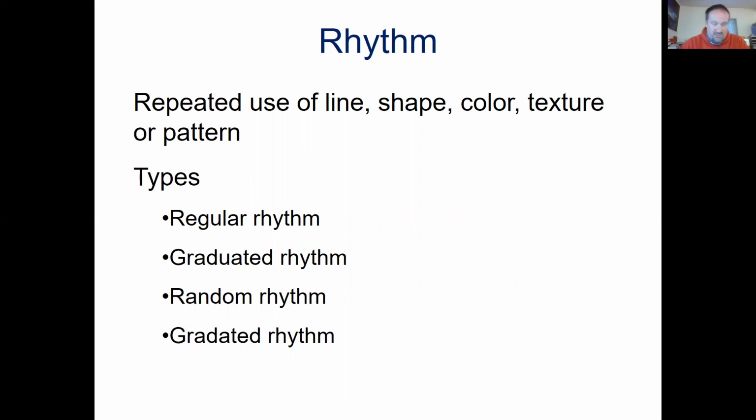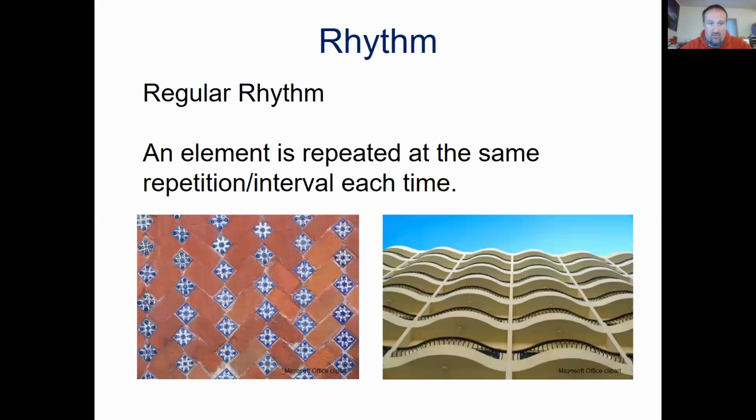Rhythm. So rhythm is the repeated use of line, shape, color, texture, or pattern. And we have 4 types of rhythm. We have regular rhythm, graduated rhythm, random rhythm, and gradated rhythm. So regular rhythm, there's an element that's repeated at the same repetition, same interval each time.